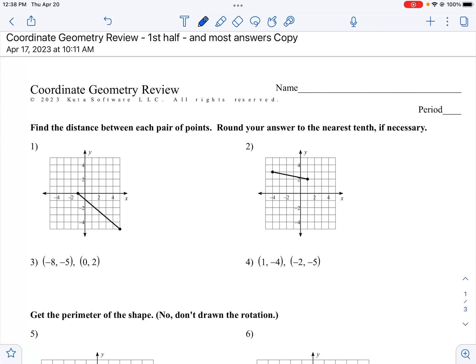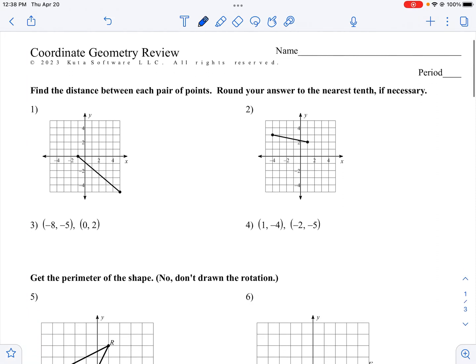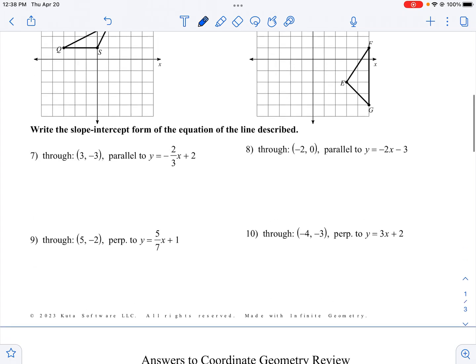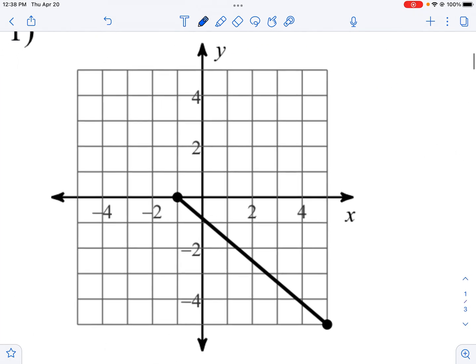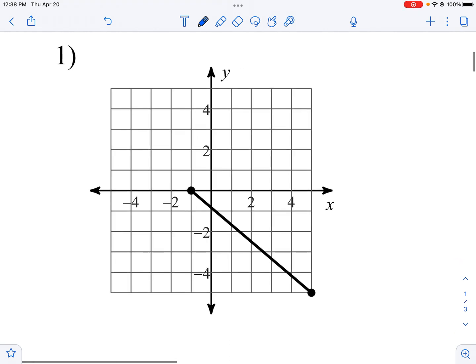Hello ladies and gentlemen, we're going to do a quick review of coordinate geometry. We're going to go over distance, perimeter, and parallel and perpendicular lines to points and lines there. So let's start with getting distance between 2 points on a graph.